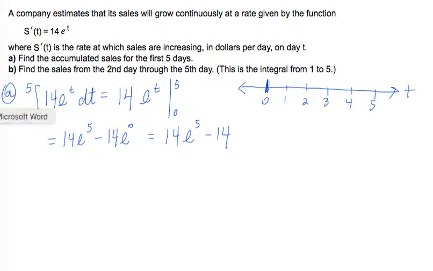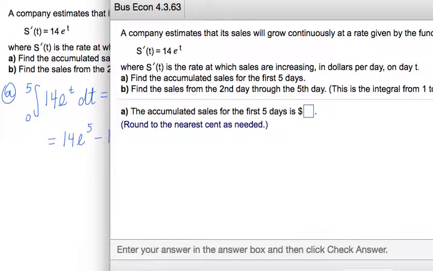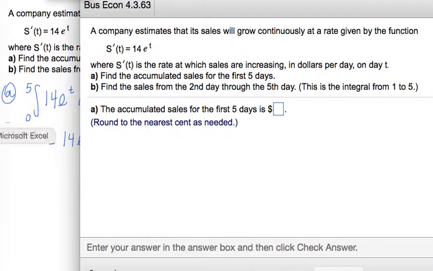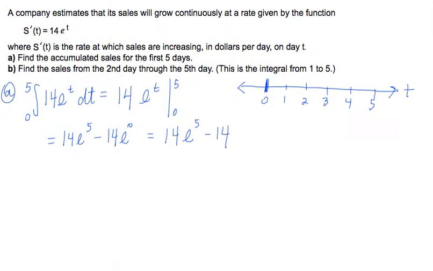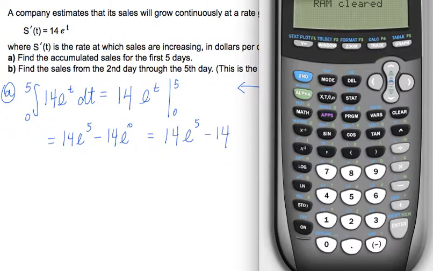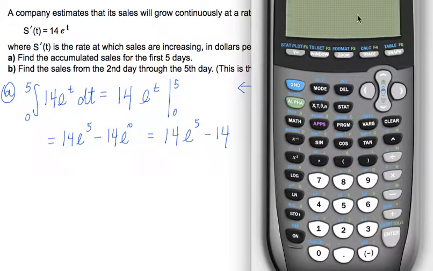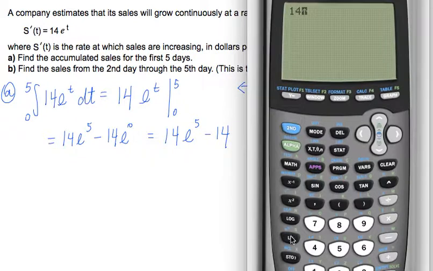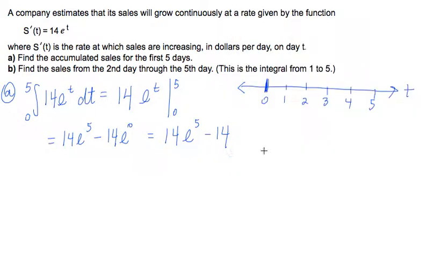And we're probably going to need to approximate that here because this is an applied problem. Yeah, round to the nearest percent. Get our calculator here. Okay, so on here, got 14 times e to the 5th minus 14 becomes 2063.78. So that's from the first 5 days.